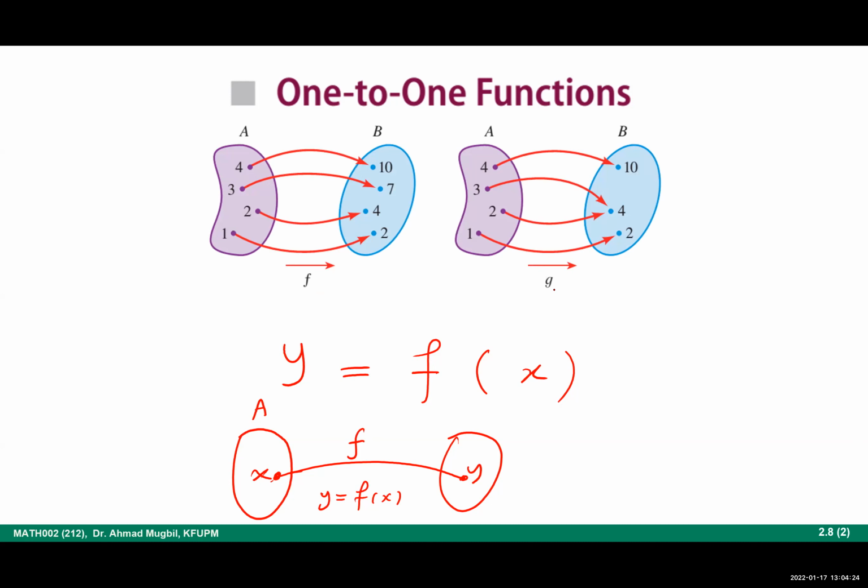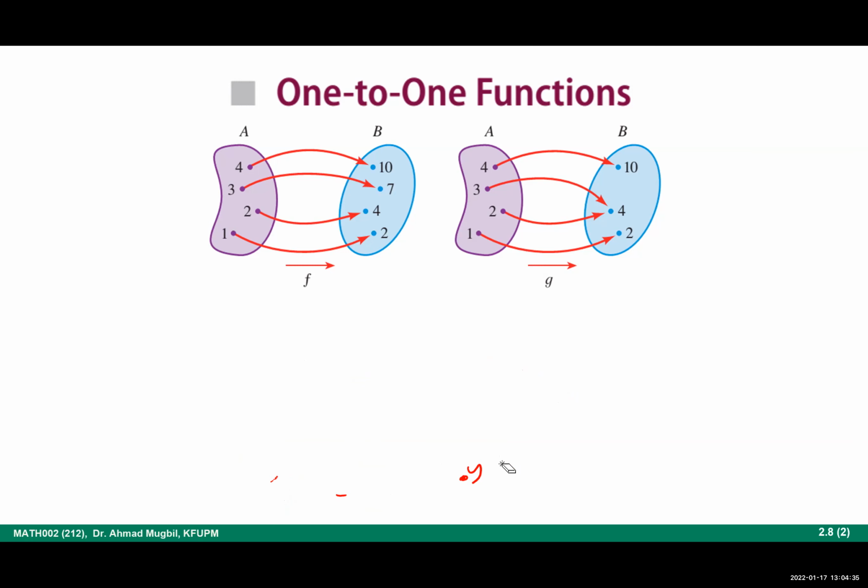Also, g is a function, right? For each element in the domain, there is only one element corresponding to it, not more than one. For each input, there is only one output. This is what is special about functions, if you think about it like a machine.